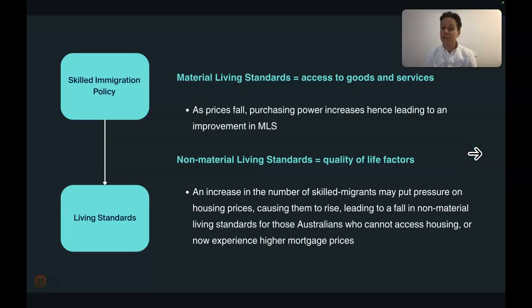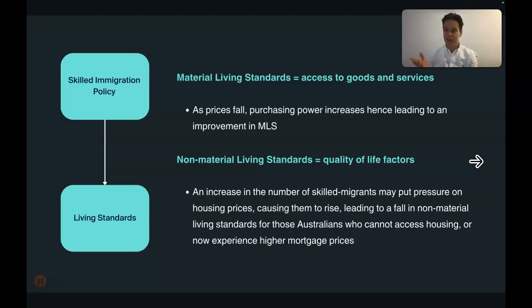I've said, okay, well, if you've got more skilled migrants coming into the country, maybe that puts pressure on housing prices. We've got more people wanting to come and live in our capital cities or wherever. That's going to put pressure on prices and causes prices to rise, leading to a fall in non-material living standards for those Australians who cannot access housing, as they might now be feeling higher mortgage stress because they have to pay higher prices for houses, or they're shut out altogether and they're stuck in the rental market. So just a bit of an alternative take there on non-material living standards.